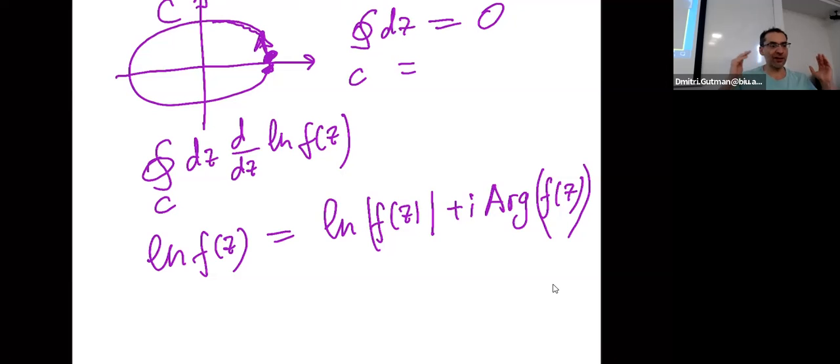So when we say that there is a logarithm of z, from the point of view of complex analysis, this is a function that has infinitely many values for any z.